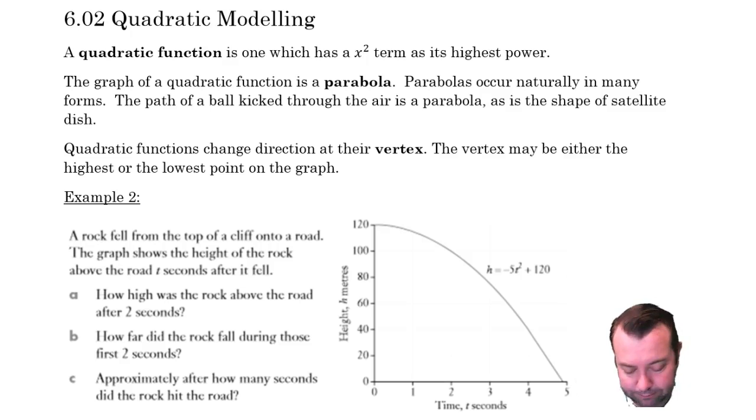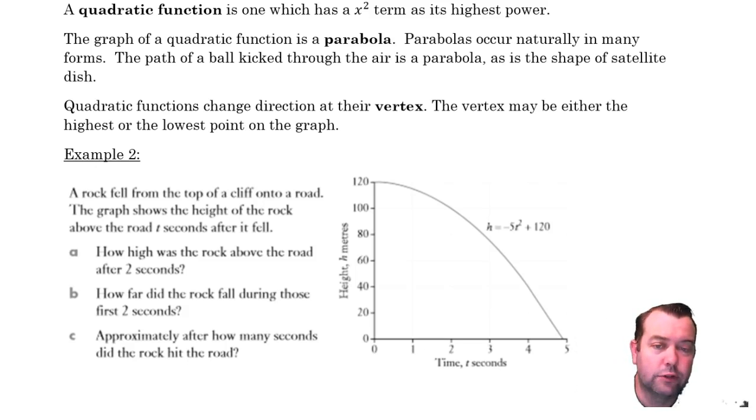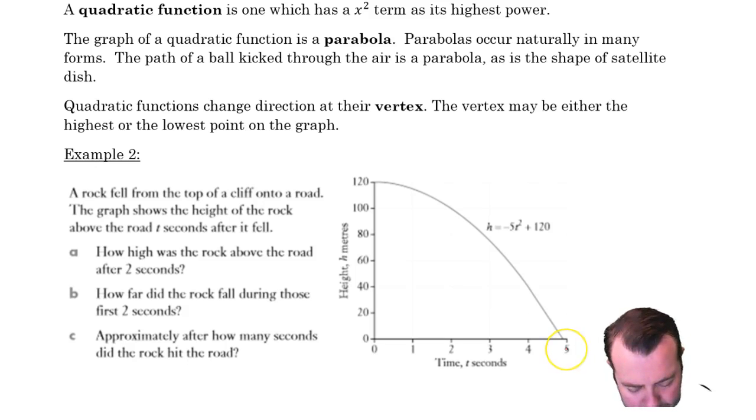So here's an example. A rock fell from the top of a cliff onto a road. When I throw things or drop things, the force of gravity causes the path that these things take to be parabolic. So here's my rock falling off the cliff. It's over time. Height is decreasing over time. We can see just before 5 seconds that rock hits the ground.